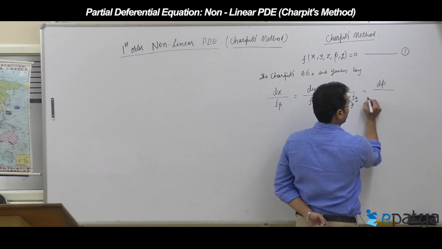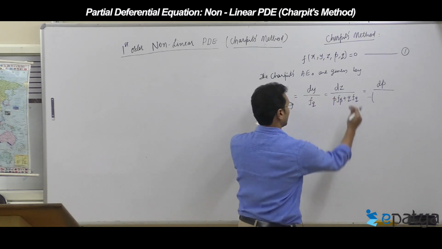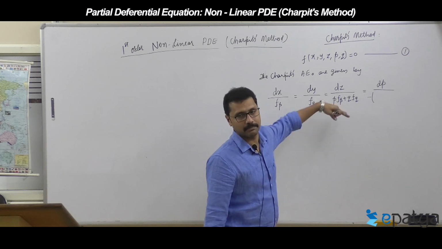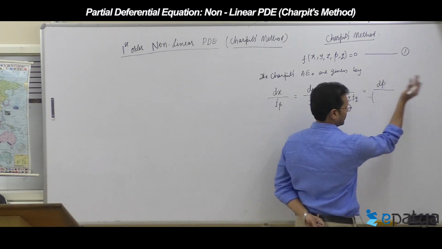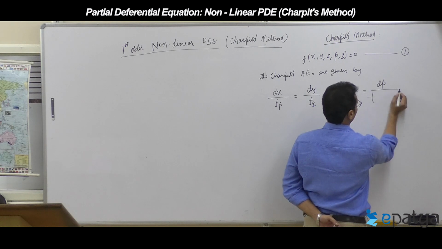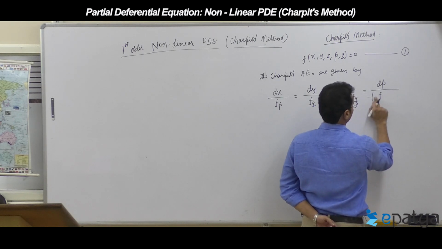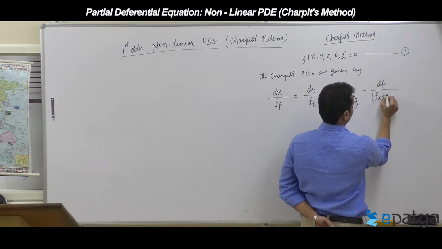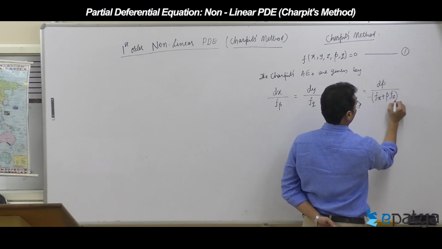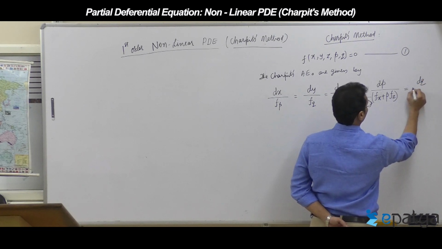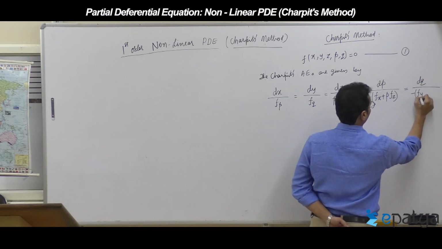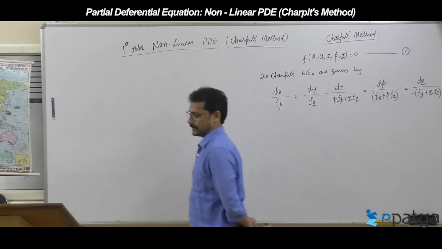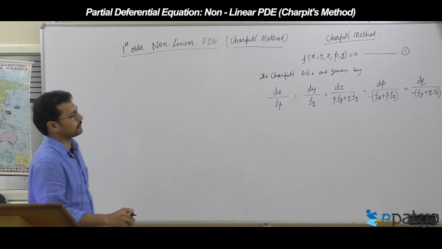Is equal to dp by minus of, in fact this is Lagrange's one which is extended to dp's and dq's by Charpit's. That's the only thing. Anyway, I will explain that later. dp by minus of fx plus p fz is equal to dq by minus of fy plus q fz.